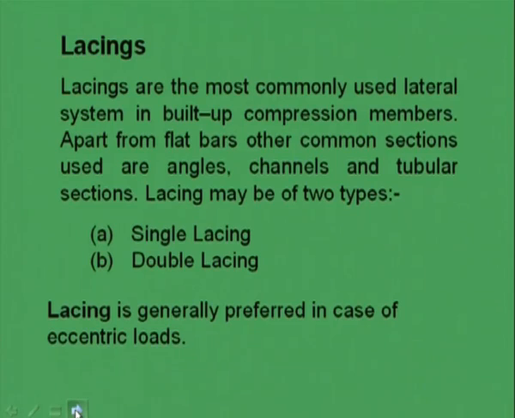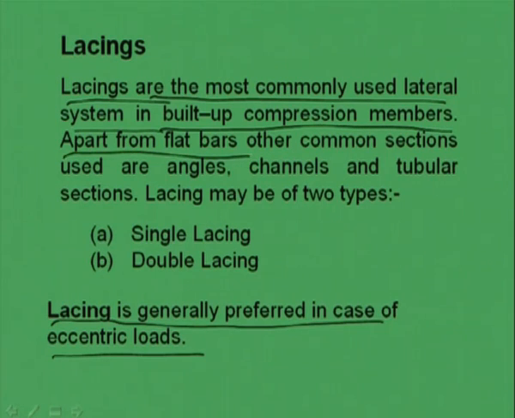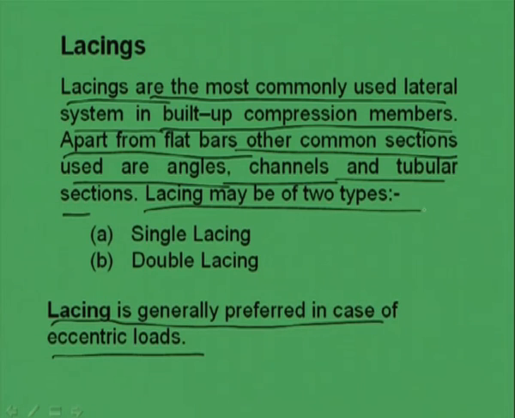When do we use lacing? As I told, lacing is generally preferred in the case of eccentric load, whereas battening we use generally for concentric load. For an eccentric loading system we use lacing systems. Lacings, as we told, are the most commonly used lateral system in built up compression members. Apart from flat bars, other common sections used are angles, channels and tubular sections. And lacings may be of two types, one is single lacing, another is double lacing. These things we discussed in the last lecture, so I am not going into details of this.